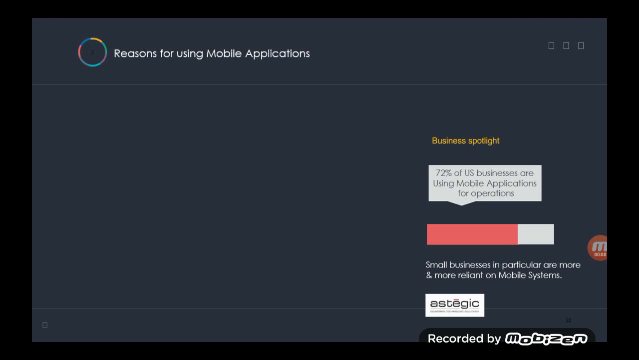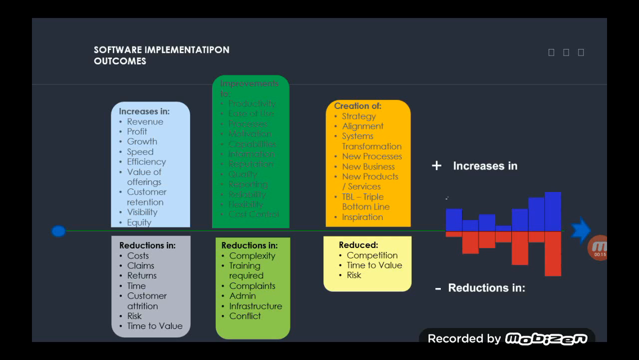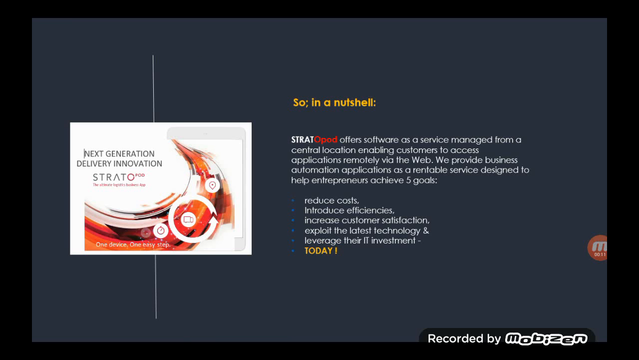Some of the main reasons for using mobile applications are time saving, increased productivity, and cost savings. Now, StratoPOD will increase your speed, efficiency, and visibility across your environment while reducing your claims and returns. It will also provide improvements for processes, quality, reporting, reliability, while reducing your complaints and admin processes. And lastly, it will create the opportunity for your organization to create new processes, new businesses, new products and services, while reducing your time to value.